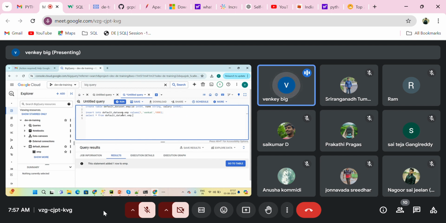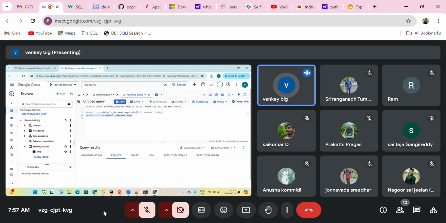We'll see what this one is, and I'll explain that to you. But when you newly open your BigQuery, you don't see this default dataset, so don't get confused. We need to create this dataset.